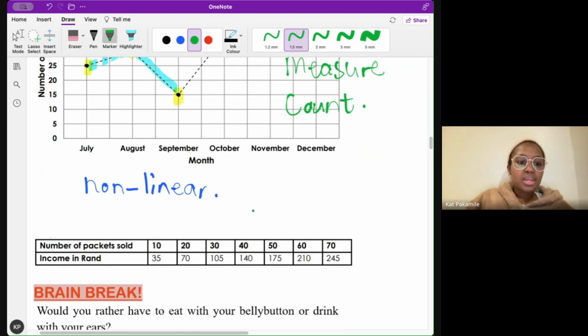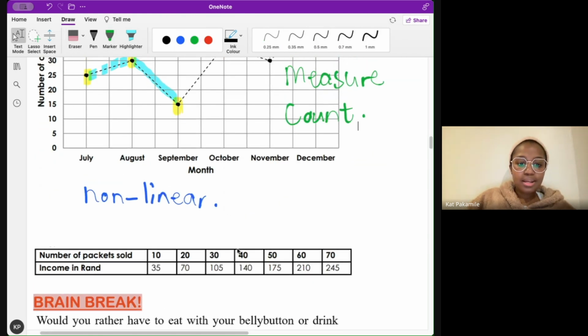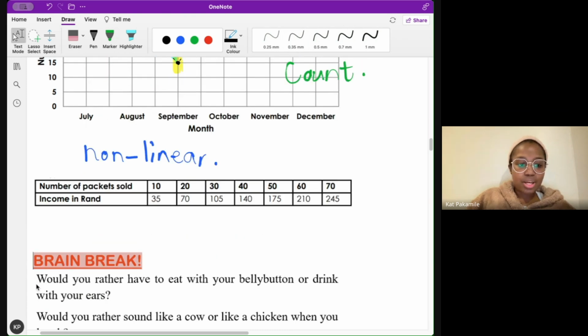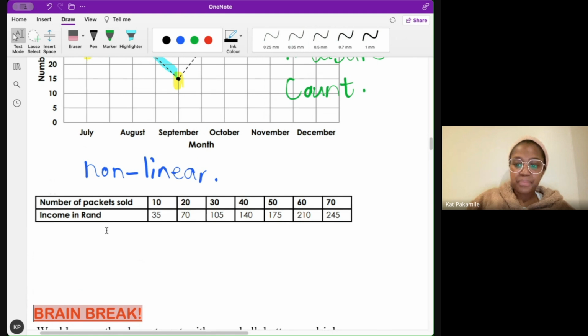Okay, here's my last one, linear, nonlinear. You don't need a graph to figure this out. You can just look at it and know if it's linear or nonlinear. Okay, let's look here. The number of packets of chips sold and the income. Okay, that is true, Mavis, but we will address it on Thursday. Okay, it is linear. And how did you know that, Sinyani? How did we know that this table represents a linear graph?